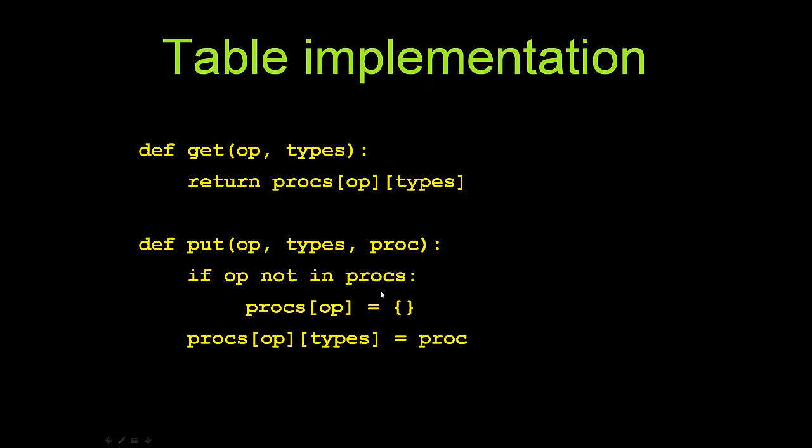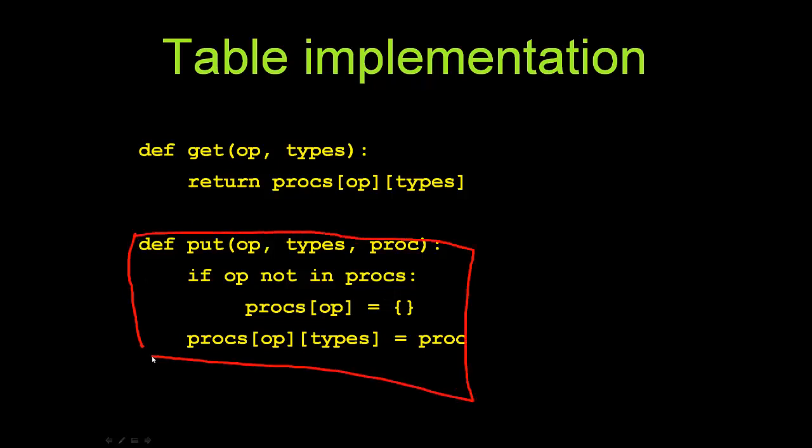So given this, right, the natural way to implement a table is that we need to use a dictionary. Let's take a look. First, look at put. To put something, an op and types and the prop. To put a prop, okay, index with op and type. We check whether op is in the procs.